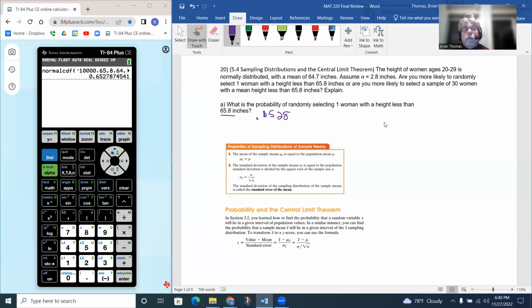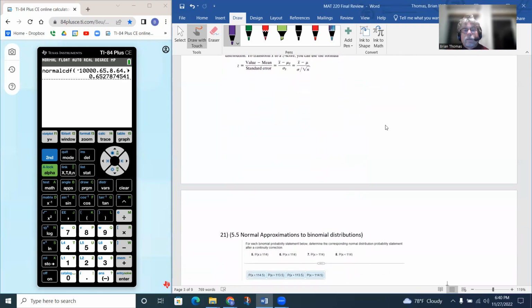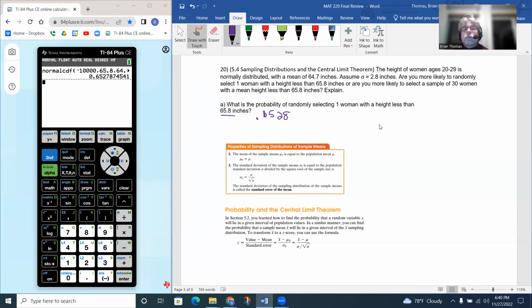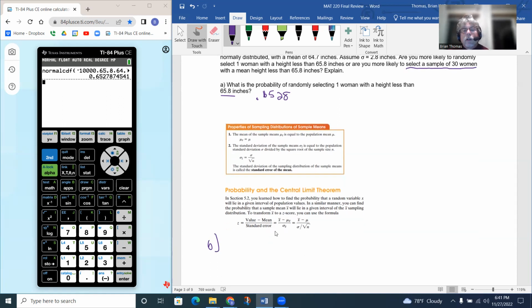So part B, what we want to do is determine the probability in a sample of 30 women. I don't think I wrote down part B. Part B would be here, because we have to compare the two. We're actually doing a sample this time, so we're going to be using the central limit theorem. The central limit theorem allows us to find a z-score for the sample.